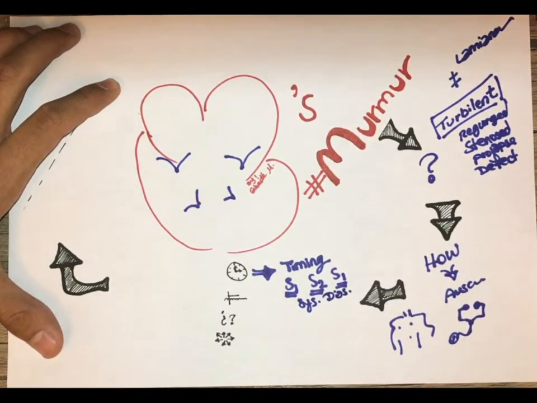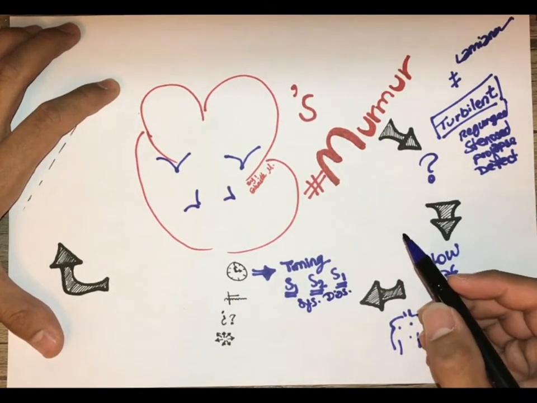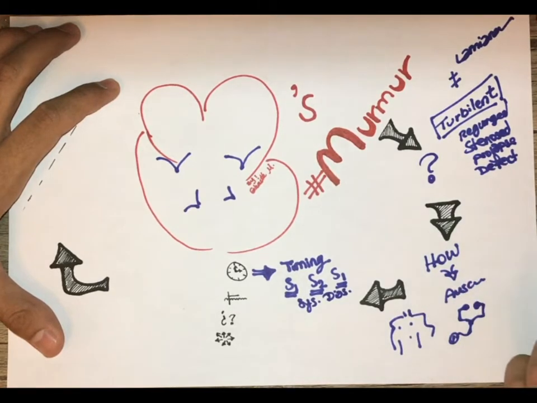So this is an important aspect. As beginners, we need to put our hands on the carotid in order to identify whether the murmur is in systole or in diastole.